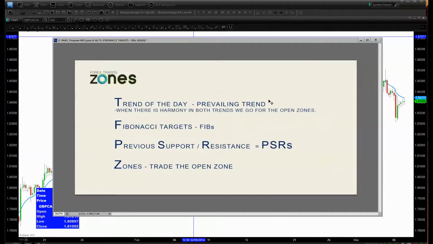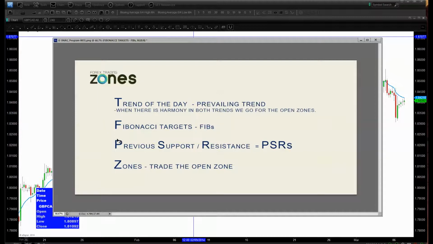You have to find the trend of the day. What is the prevailing trend going on in the markets? Now, when there is harmony between both trends, when both of them match, then you go for the open zones. I'm going to go into details on that. Then what else do we need? We need fib targets. We need Fibonacci. I'll teach you that as well.